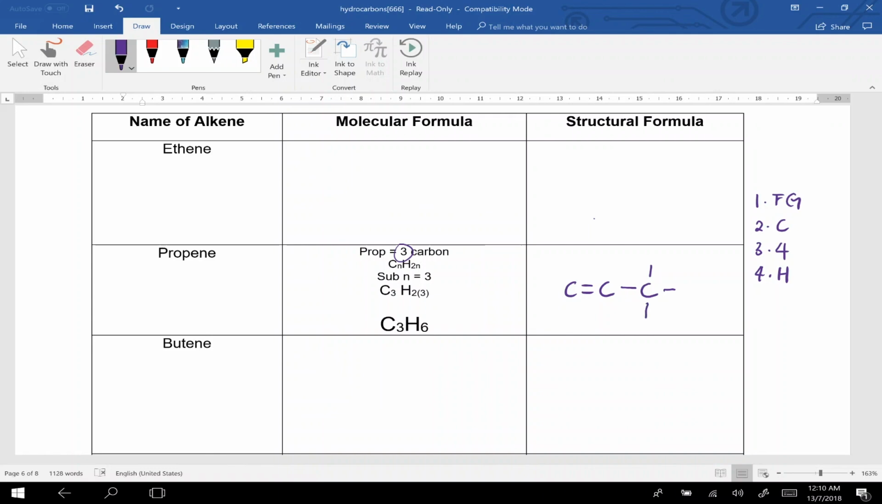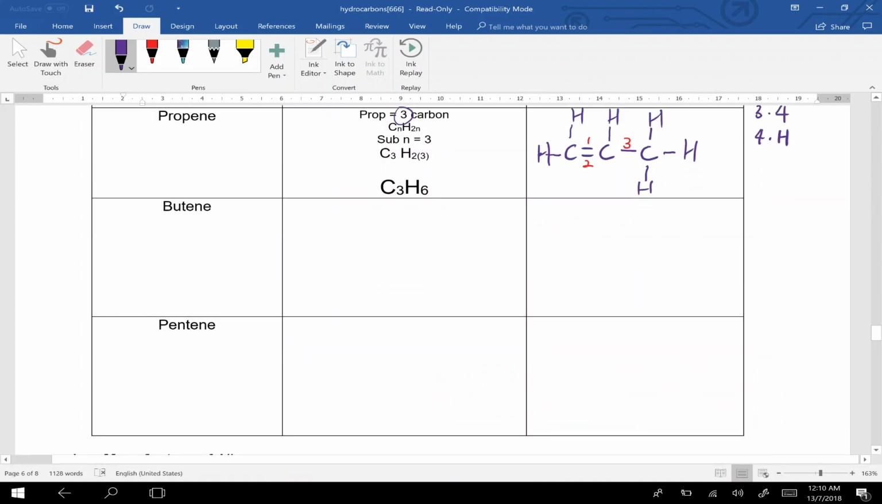Let's look at the second carbon. Right now I already have 1, 2, and 3, so I need to add only 1 more. Let's look at the last carbon. Again we have 1, 2, so I need to add 2 more, 3 and 4. Then I add in the hydrogen atoms. So this is propene. Please do the same for ethene, butene, and pentene, and we'll check your work when we see you next week.